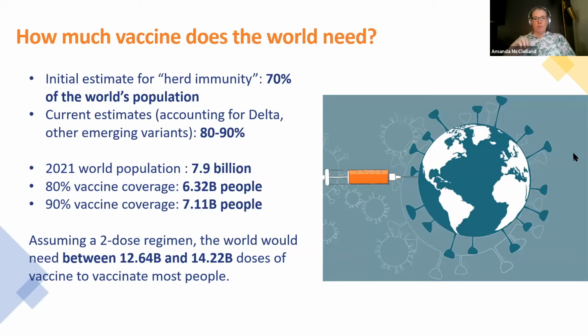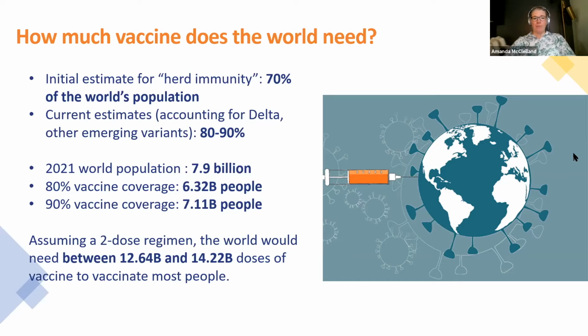So in terms of global supply, where are we? Some basic math. We need 70% of the world to be vaccinated to reach what we estimate as herd immunity to slow down transmission. Current estimates have been bumped up to almost 80 or 90% based on the Delta and emerging variants, which really increases the number of vaccines that the world needs.